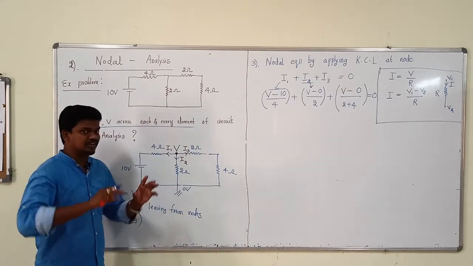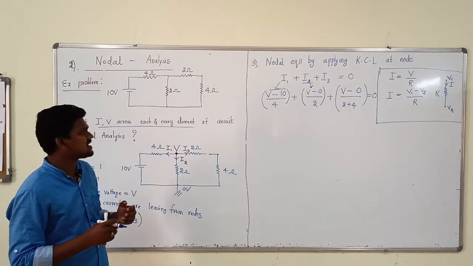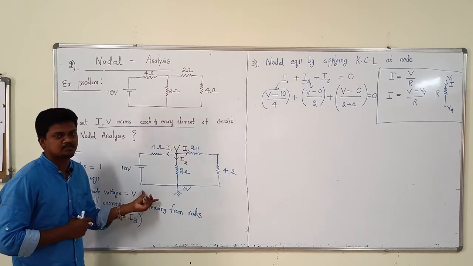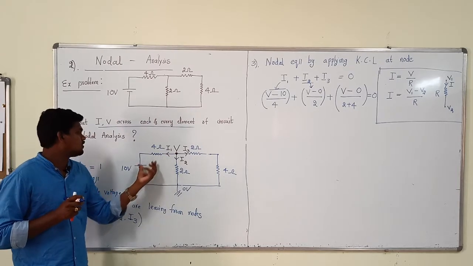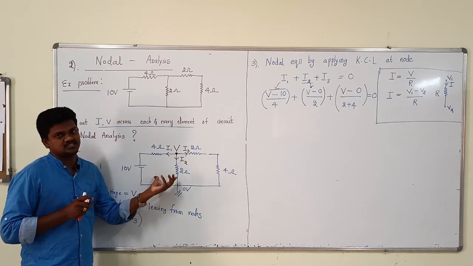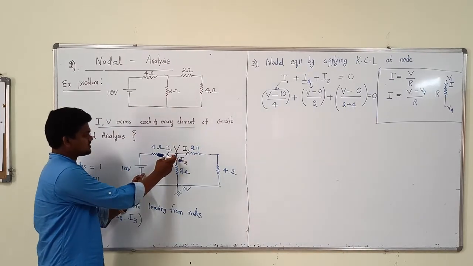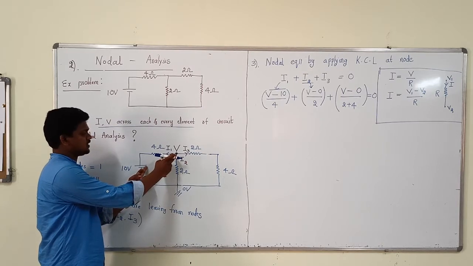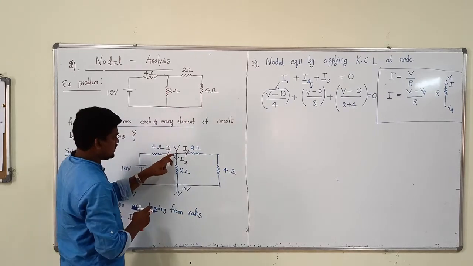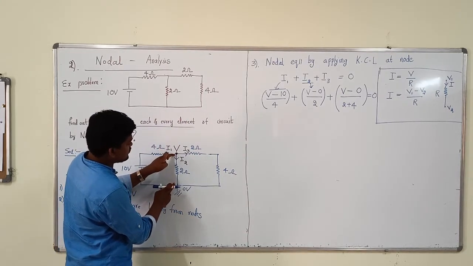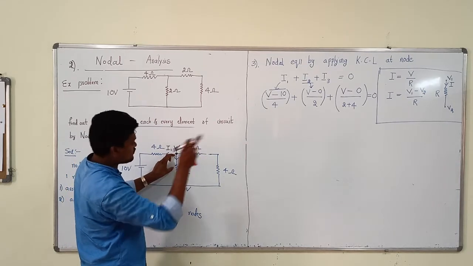In a problem, a very big network may be given, but applying nodal analysis is very simple. If you compare nodal analysis with mesh analysis, nodal analysis is easy, but the assumptions and writing the current equations are the important part. Look here: for I1, the voltage difference between two points over the resistor is V minus 10 by 4. For the I2 current, V minus 0 by the resistor, by Ohm's law, I equals V by R.